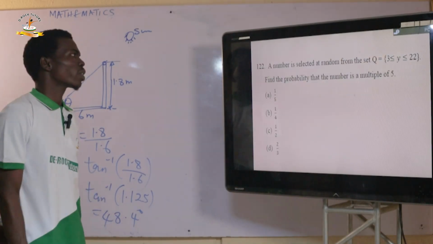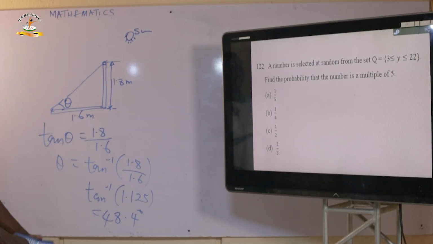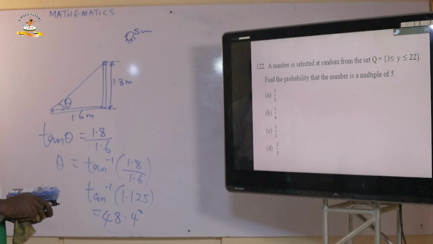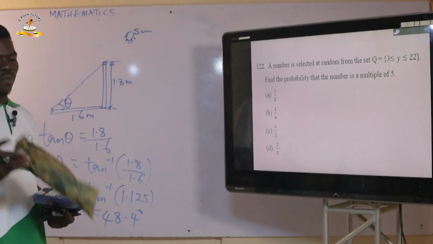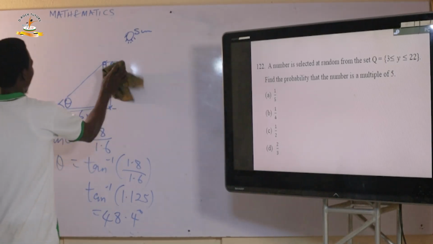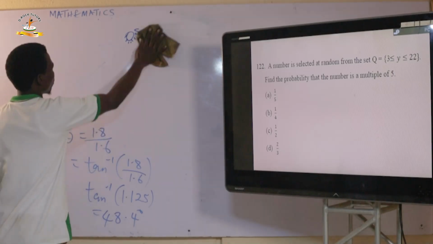Next question. Alright, a number is selected at random from the set Q equals 3 less or equal to y less or equal to 22. Find the probability that the number is a multiple of 5. This is a probability question, and let's see how this will be solved.